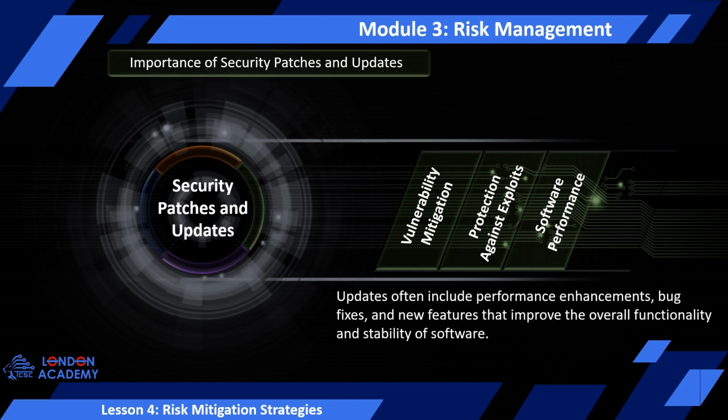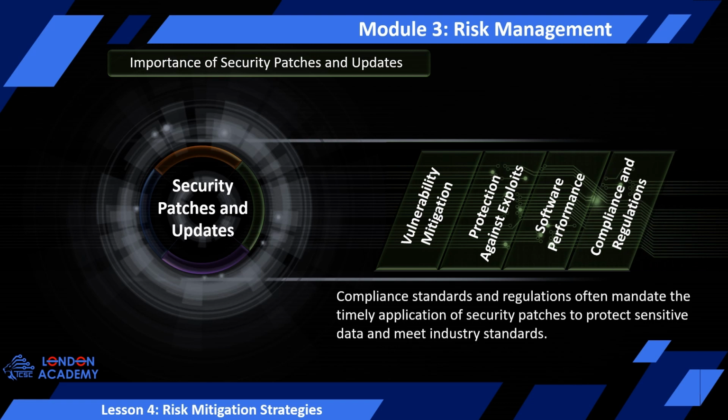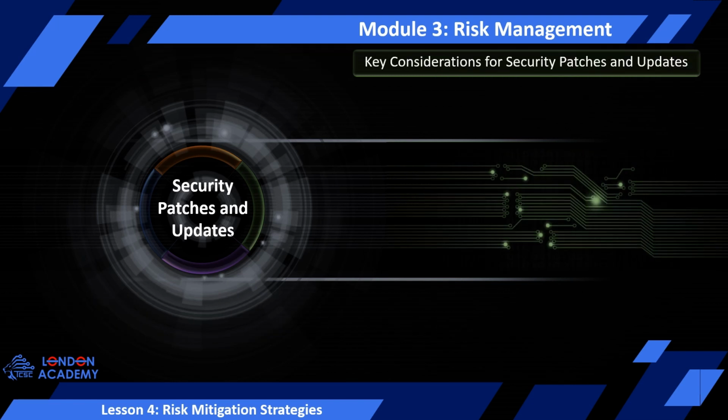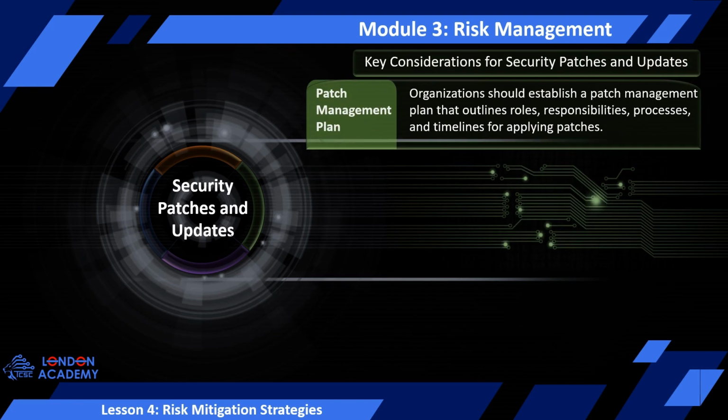Software performance. Updates often include performance enhancements, bug fixes, and new features that improve the overall functionality and stability of software. Compliance and regulations. Compliance standards and regulations often mandate the timely application of security patches to protect sensitive data and meet industry standards. Key considerations for security patches and updates. Patch management plan. Organizations should establish a patch management plan that outlines roles, responsibilities, processes, and timelines for applying patches.